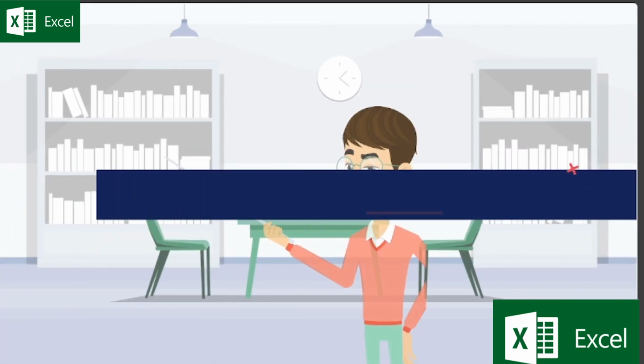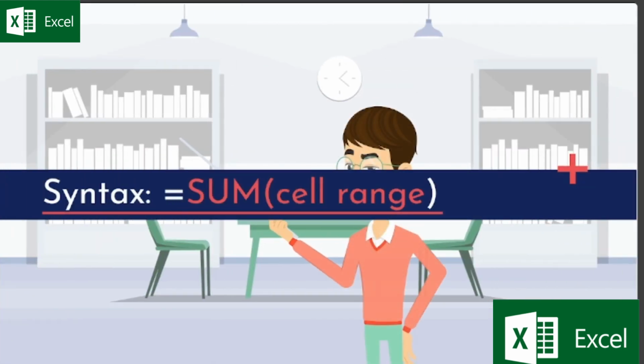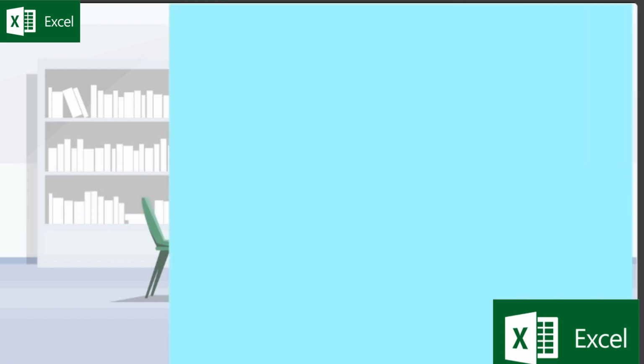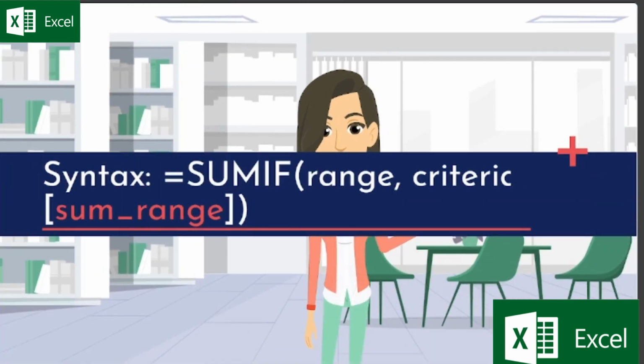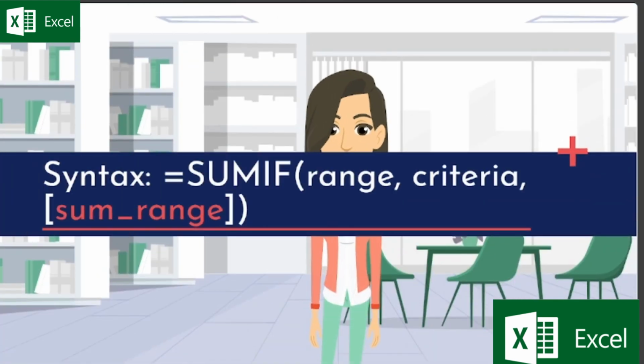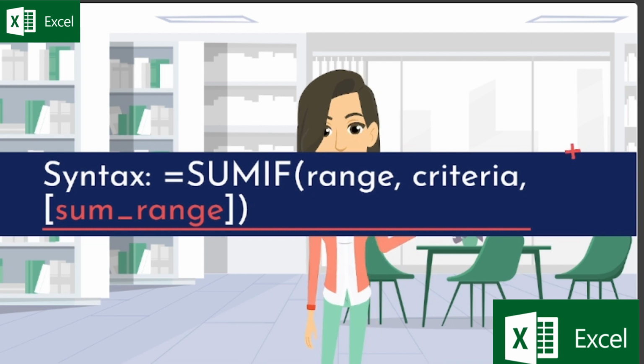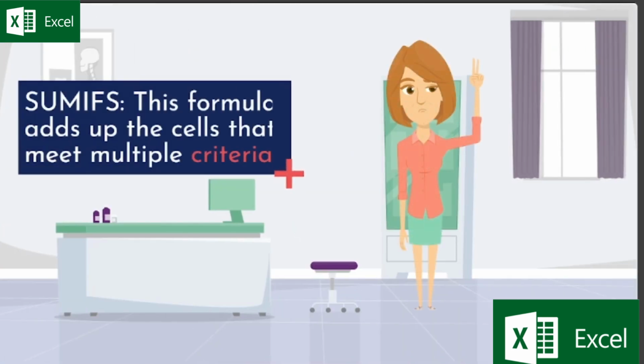SUM. This formula adds up a range of cells. Syntax: equals SUM(cell range). SUMIF. This formula adds up the cells that meet a certain criteria. Syntax: equals SUMIF(range, criteria, sum_range).